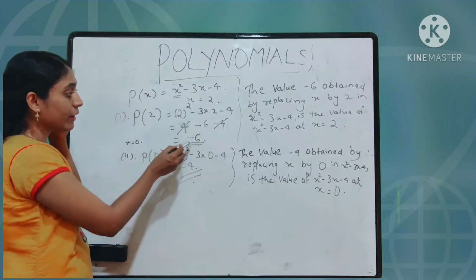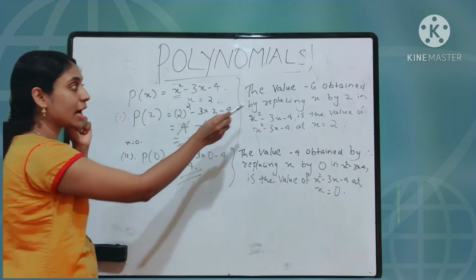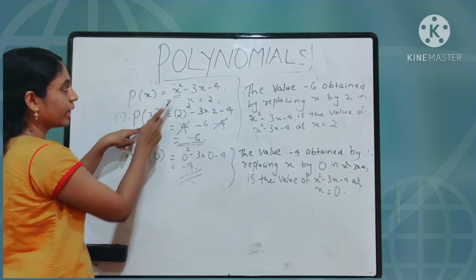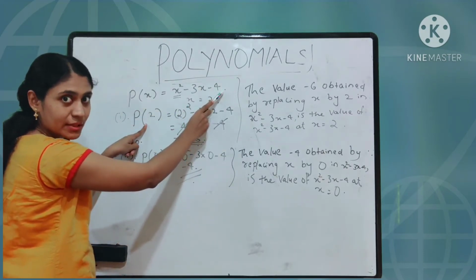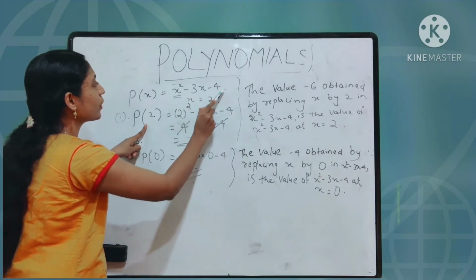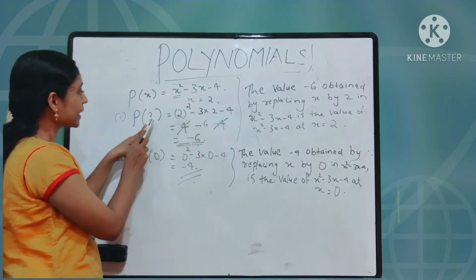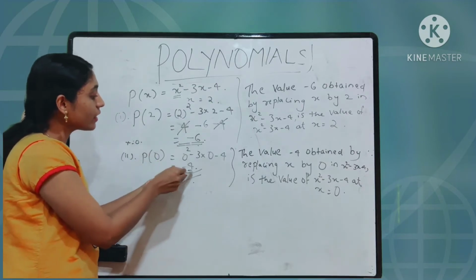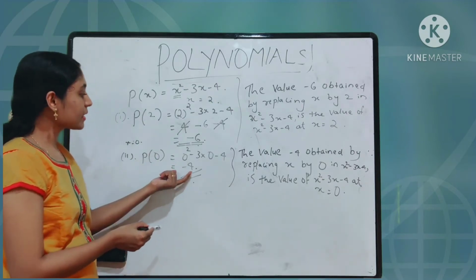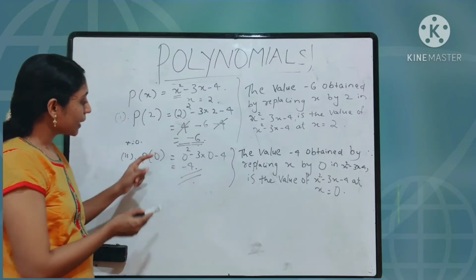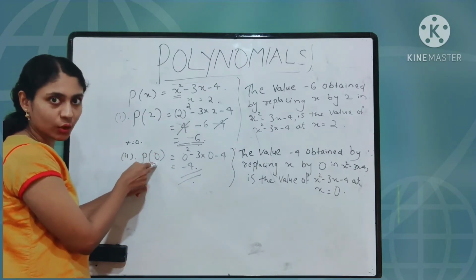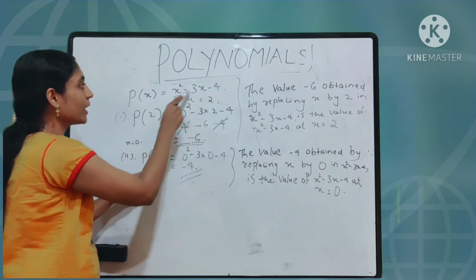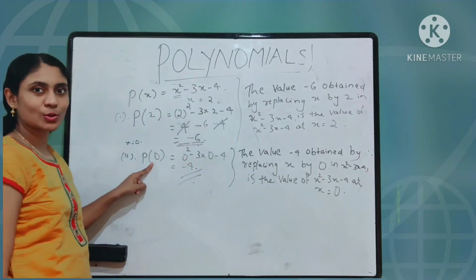Again friends, first we substituted x as 2, so we got the value minus 6. So we can say that the value minus 6 obtained by replacing x by 2 in x square minus 3x minus 4 is the value of x square minus 3x minus 4 at x is equal to 2. Similarly, if we put x as 0, then we get the value minus 4. That means the value minus 4 obtained by replacing x with 0 in x square minus 3x minus 4 is the value of x square minus 3x minus 4 at x is equal to 0.